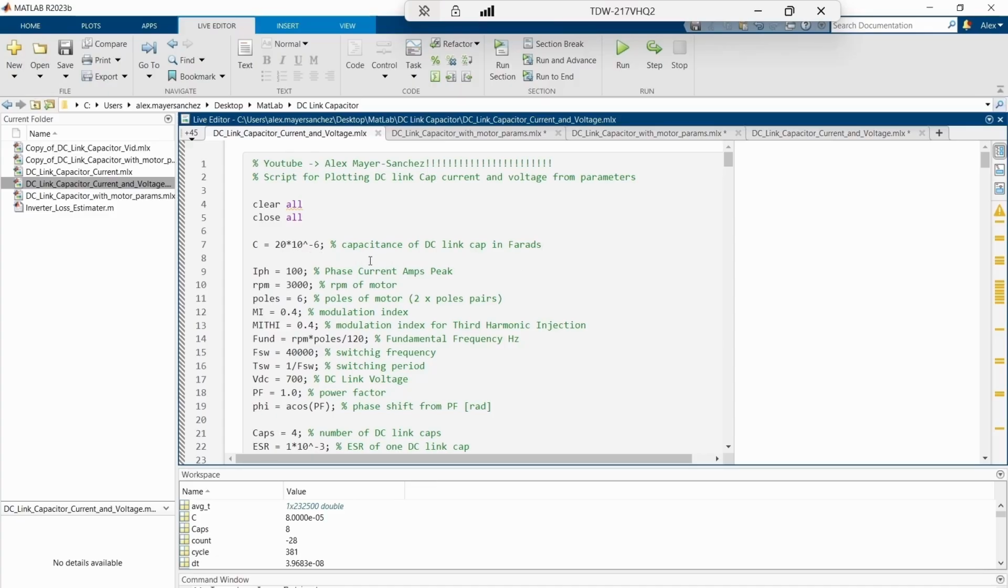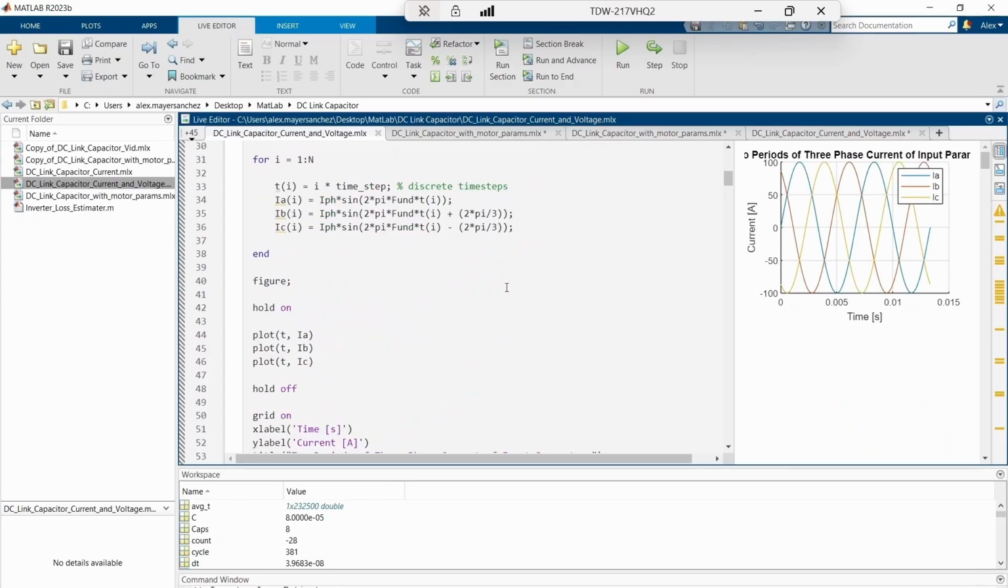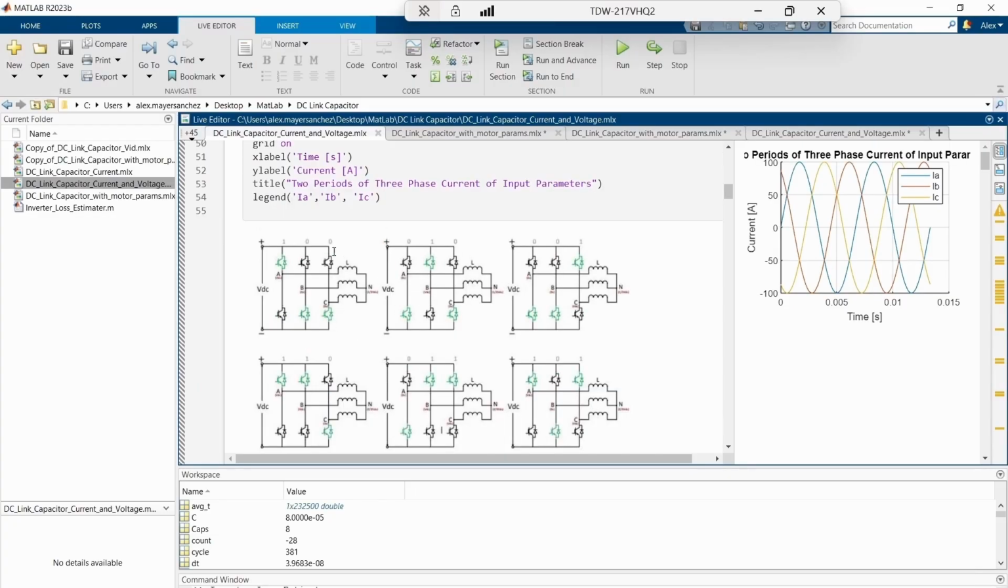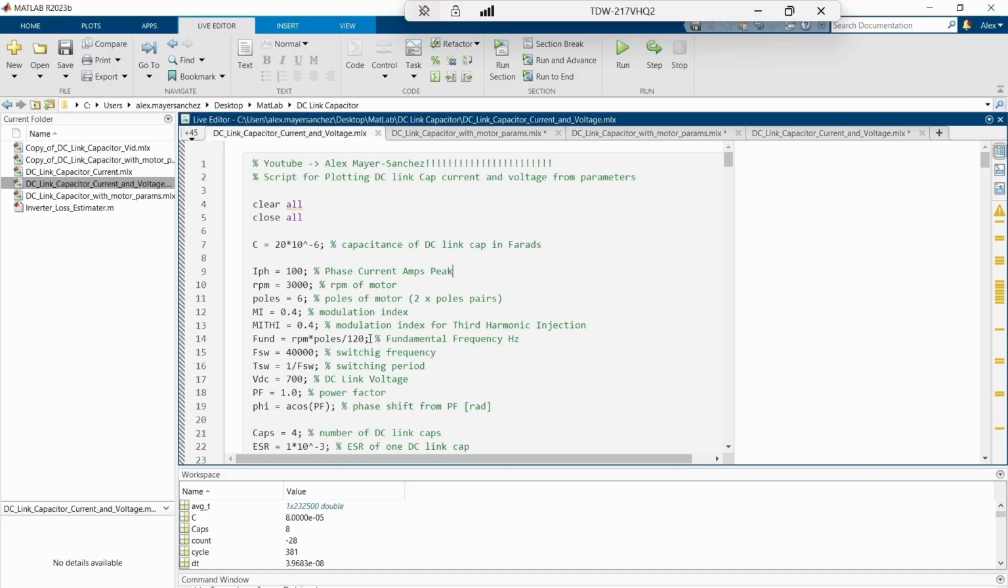This first parameter is the capacitance of the DC link cap in farads, which I don't think I'm going to get to the DC link capacitor current in this first video. I'll probably do that in the second video. Then this next parameter is the phase current, and this is going to be for a 3-phase load. This picture shows a 3-phase inductive load and different switching states that I'll get to later. This parameter is going to be the individual phase current in amps peak.